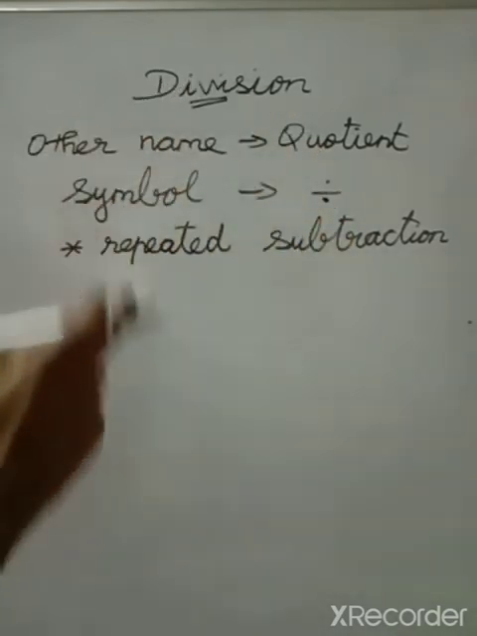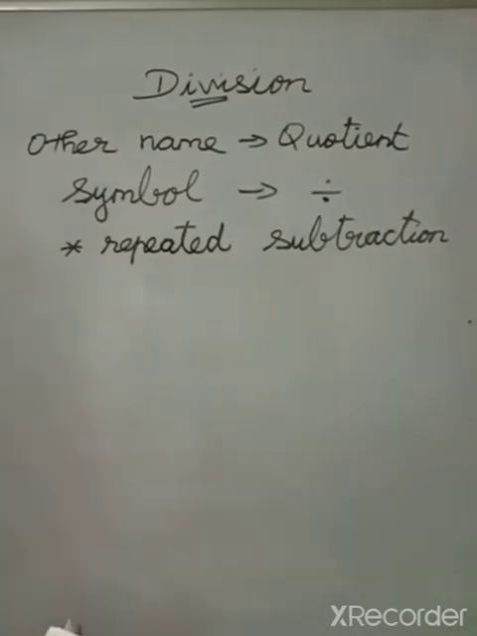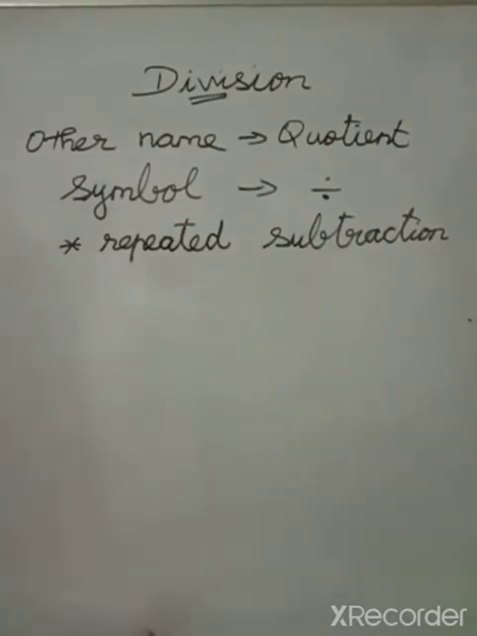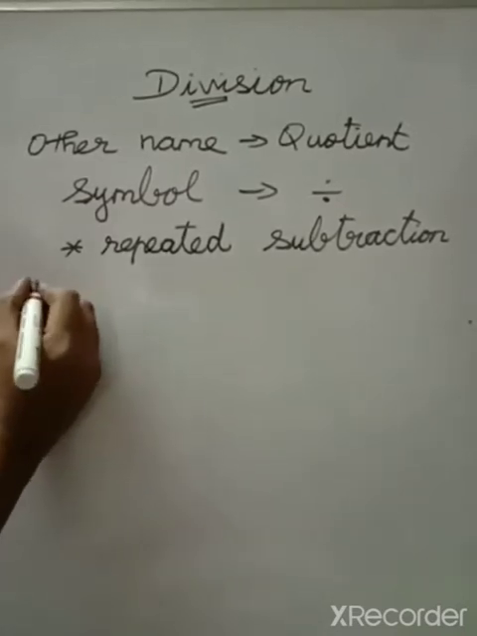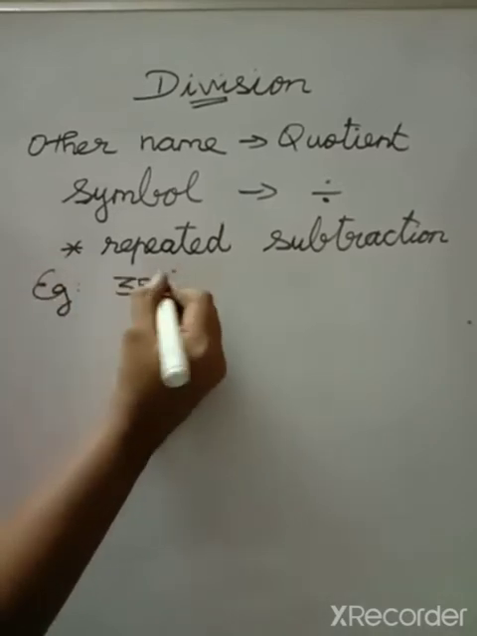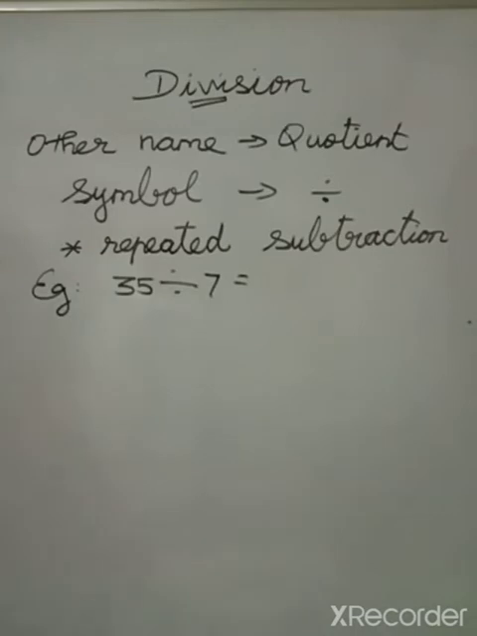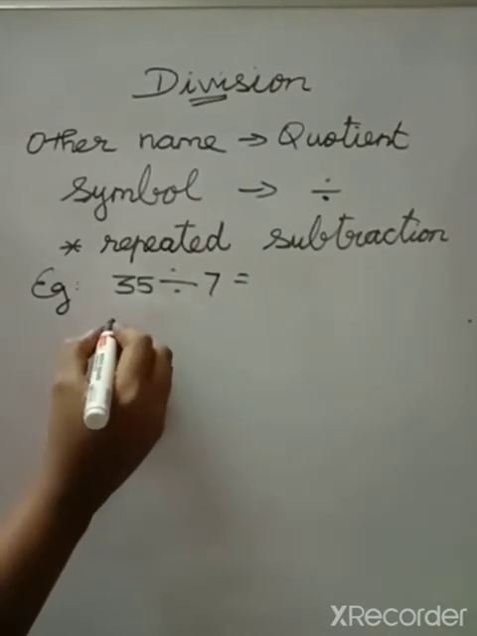And what is the meaning of division? It is nothing but repeated subtraction. What is the meaning of multiplication? It is repeated addition, isn't it? So the same thing here, division is based on repeated subtraction. For example, see here, if you have the number 35 divided by 7, we want to find the answer by the repeated subtraction method.